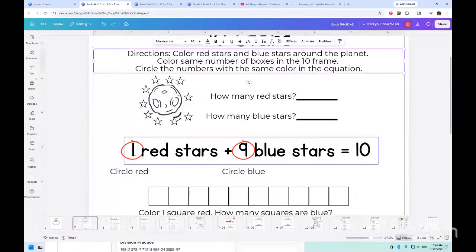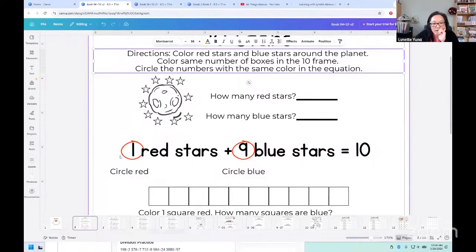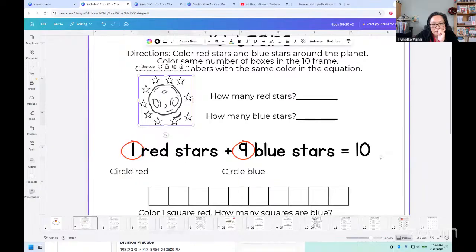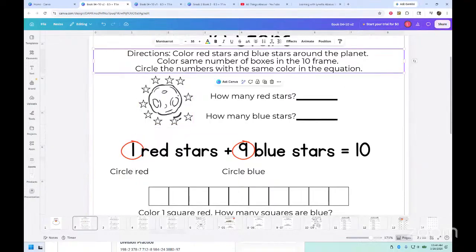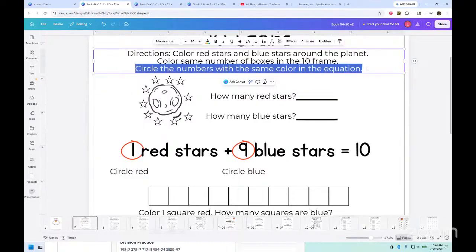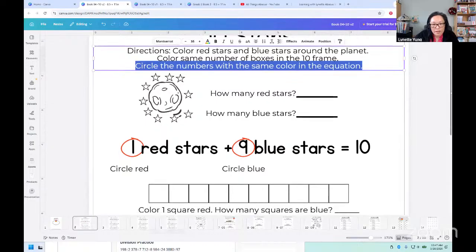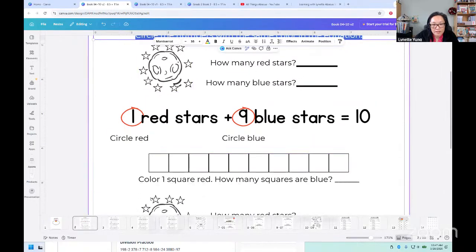I don't understand that. So here, circle. And I gave you an example. Circle 1, circle it red. Circle blue, the number 9. Then you tell me there's going to be 1 red star and 9 blue stars. So you're going to color in 1 red star and then 9 blue stars. I think in that sentence you need to identify what numbers you're talking about. Because this is a general instruction. This is where the activity is.